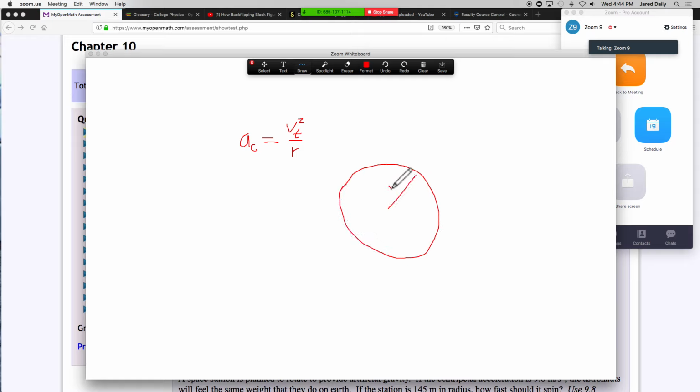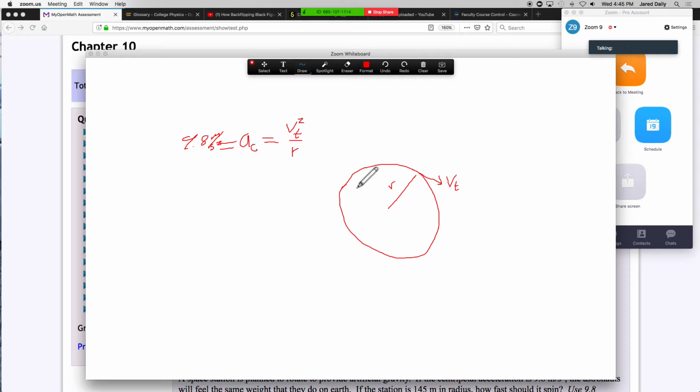With the radius r like this, the tangential velocity is out here, right? The centripetal acceleration, of course, we want to equal gravity on Earth, which is 9.8 meters per second squared.